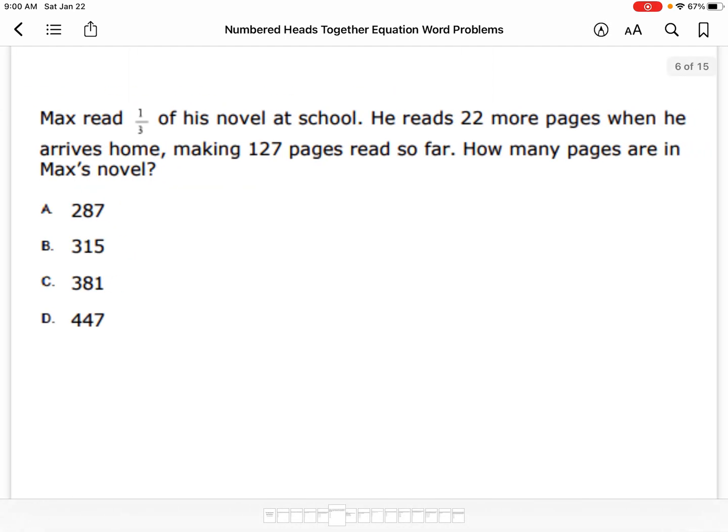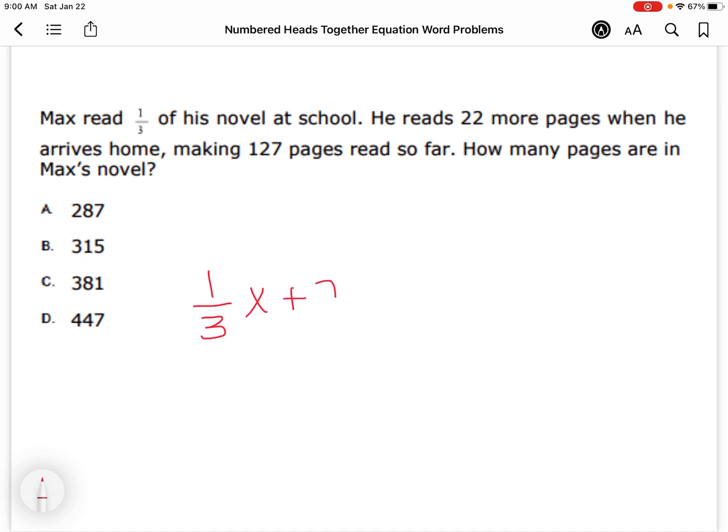Max read a third of his novel at school. So a third of his novel. And then he reads 22 more pages when he arrives home. So plus 22. Making 127 pages read so far. How many pages are in Max's novel? So he read a third of the novel at school. He reads 22 pages when he arrives home. Making 127 pages read so far. How many pages are in his novel?